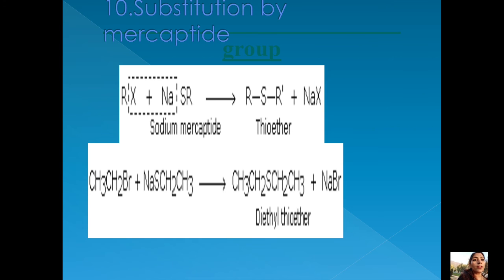10th is the substitution by mercaptide. Sodium mercaptide is NaSR. So we are getting the thioether. In place of the oxygen we have in the ether, ROR dash is the ether, but thioether is RSR dash. Ethyl bromide reacting with sodium mercaptide gives the ethyl thioether.